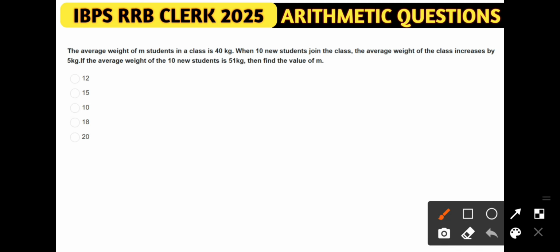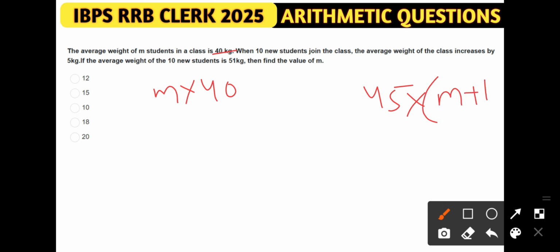Now we are going to see question number 3. The average weight of m students in a class is 40 kgs. So the total weight will be m into 40. When 10 new students join the class, the average weight of the class increases by 5 kgs. So initially it is 40 kgs. Now it becomes 5 more, which means 45 kgs, by adding 10 students to the initial number.